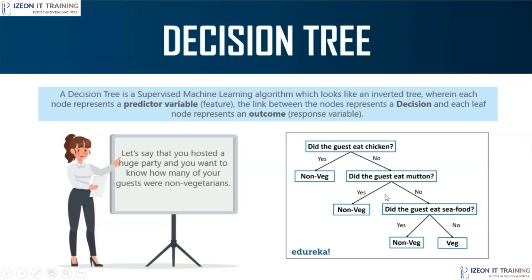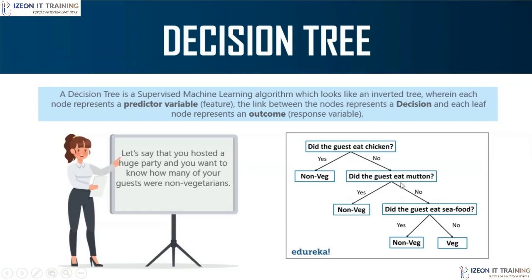Now, as you traverse down the tree, you'll make decisions at each node until you reach the dead end. Okay, that's how it works. So let's say we got a new data point. Now we'll pass it through the decision tree. The first variable is, did the guest eat the chicken? If yes, then he's a non-vegetarian. If no, then you'll pass it to the next variable, which is, did the guest eat mutton?